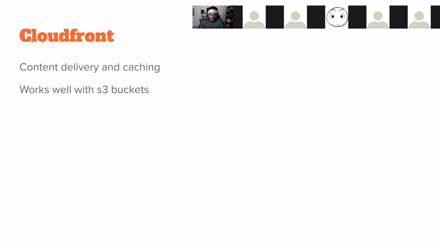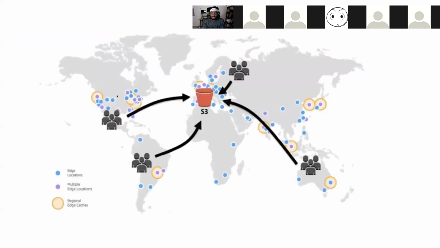So if no one knows what a content delivery system is, this is essentially what a system would be like if there was no content delivery. So you have people in Australia who want to access information in the bucket. They have to go all the way to Europe to access it. You have people in America, they have to go to Europe. You have people in South America. Imagine how long it would take to transfer information across the ocean to Europe and then back.